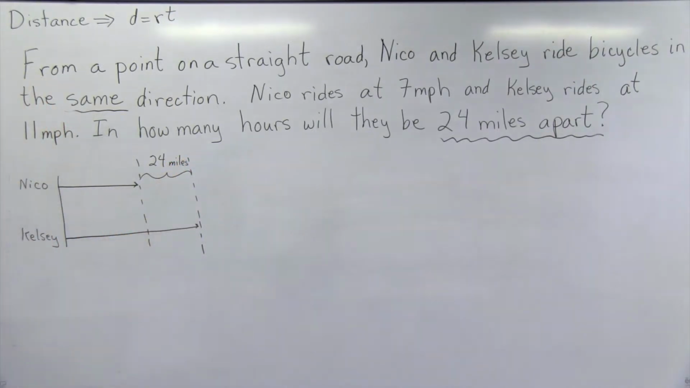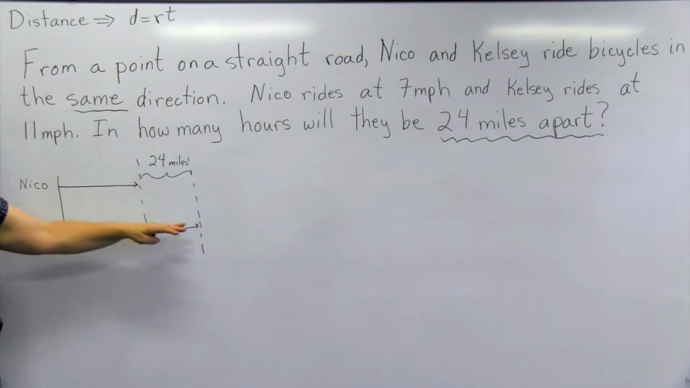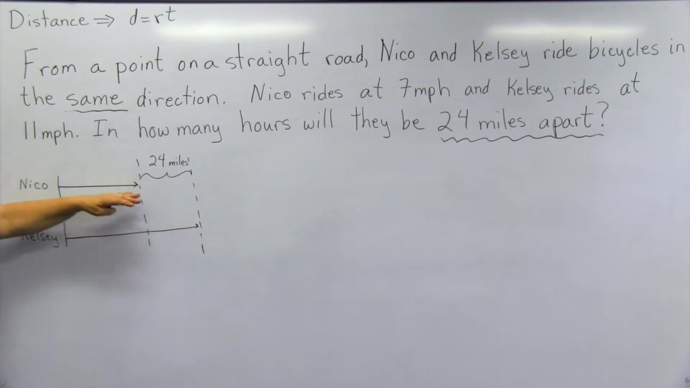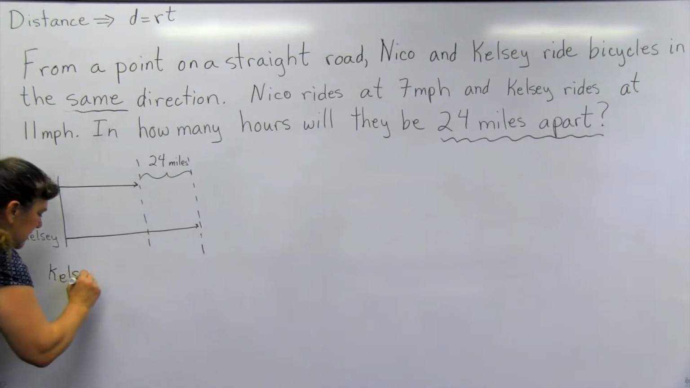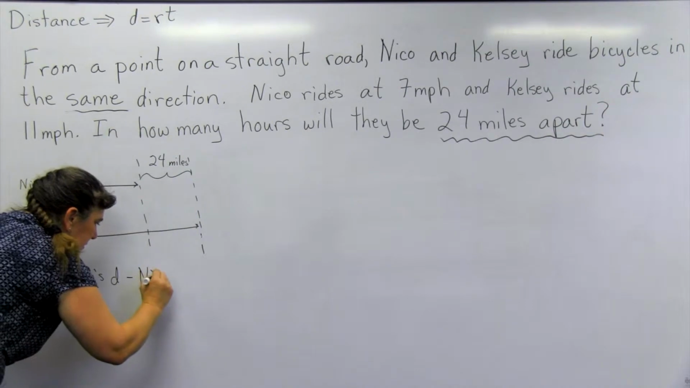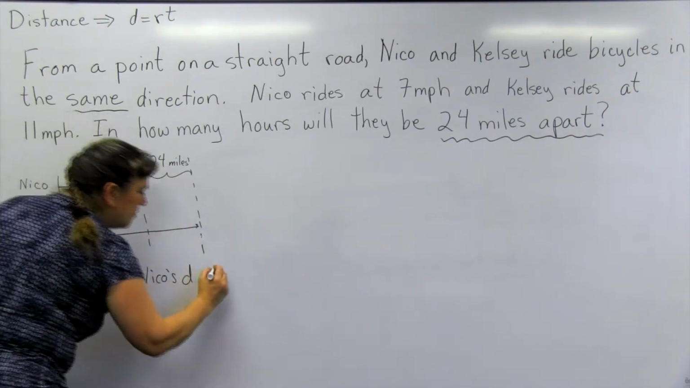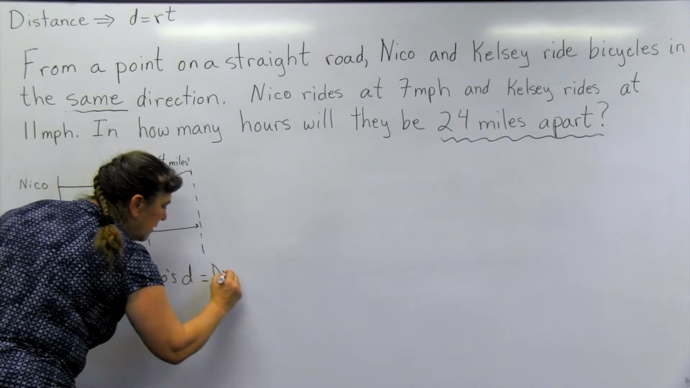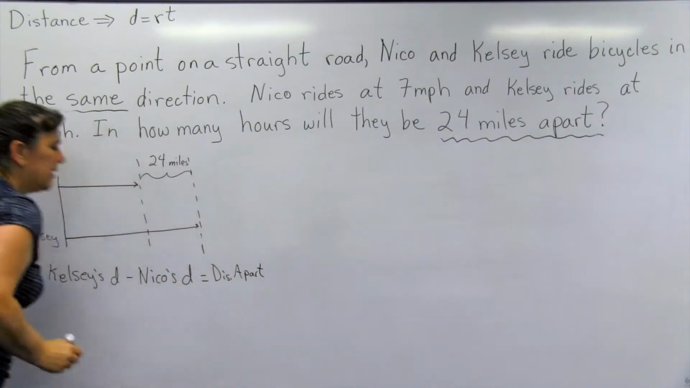Okay, so now what's happening on this thing? Well, Kelsey has ridden farther than Nico. So it's Kelsey's distance minus Nico's distance. So let's write that down. Kelsey's distance minus Nico's distance, and that's going to equal the distance apart. Okay? So now let's find out.